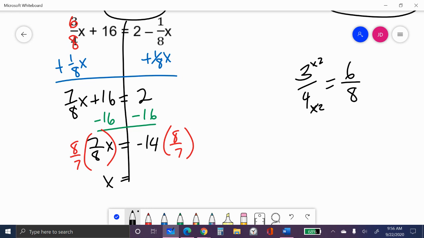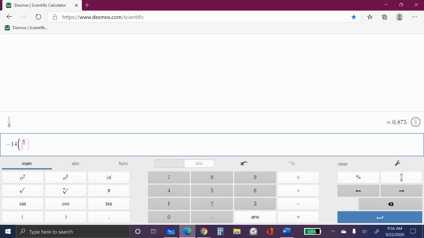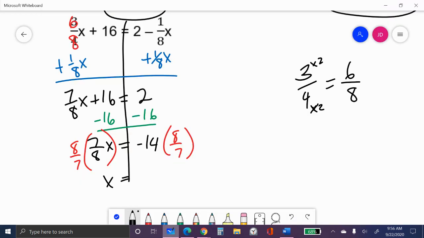I know in my head that's negative 16. Here's how I did that. Negative 14 divided by 7 is negative 2 times 8 is negative 16. Or you put in the calculator negative 14 times 8 over 7. Negative 14 parentheses 8/7, and you get negative 16. And that's my final answer.